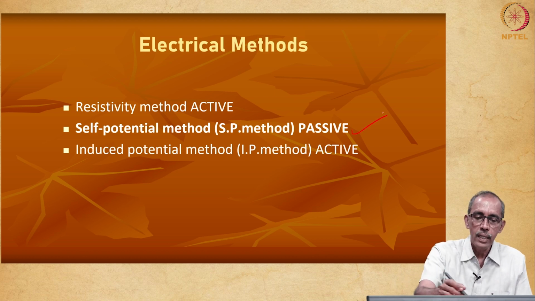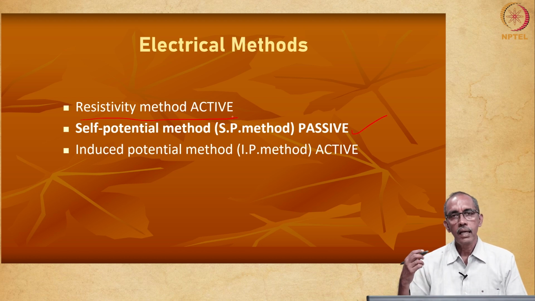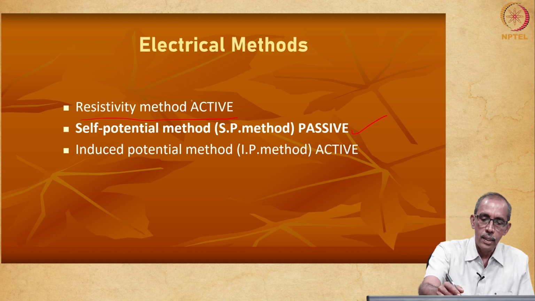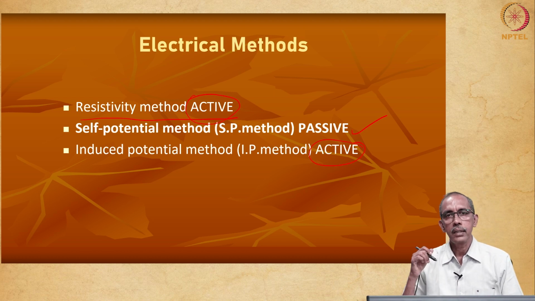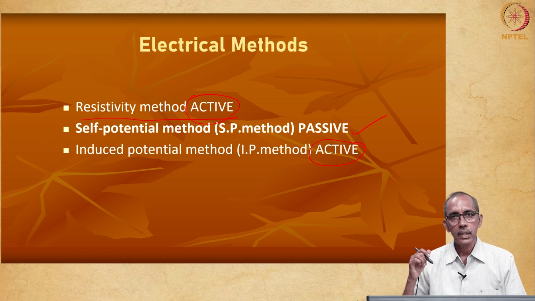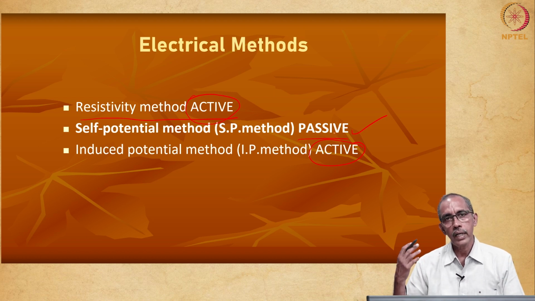We have already seen electrical resistivity method. So, what is self-potential method? Here I have written it is an active method, and the induced polarization method is also an active method. The method which we are going to see now, which is called self-potential method, is a passive method. What is the difference between active and passive method? We have seen this a few classes before.